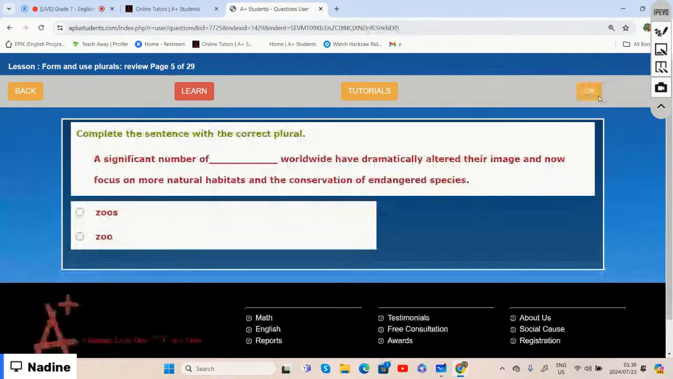All right. Another one says a significant number of, do we say zoos or a significant number of zoo worldwide have dramatically altered the image and now focus on more natural habitats and the conservation of endangered species. So we now need to choose the sentence with the correct plural. Is it zoos or zoo?